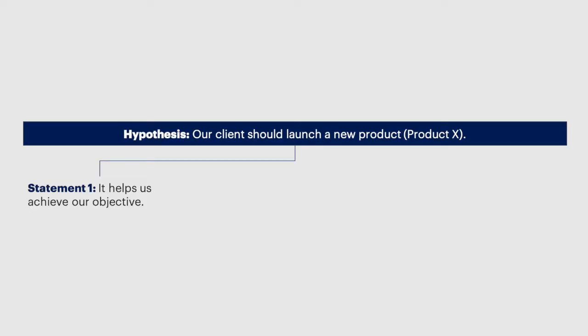Some common supporting statements are, for example, number one, this could help us achieve our objective. This is a good supporting statement because you know that this is the thing that the client cares the most about. For example, if the client's objective is to earn $100 million in profit for the next year, then you have a specific direction to work towards. You essentially have to calculate whether this product will yield you $100 million in the next year. If it does, then yes, you should obviously launch the product. And if it doesn't, then no, you probably shouldn't launch the product.